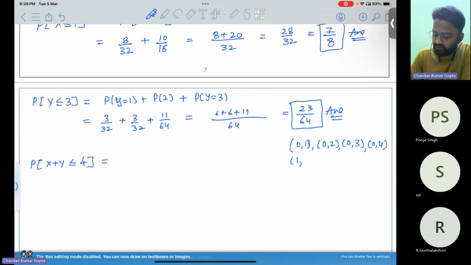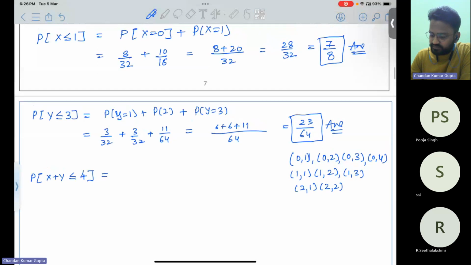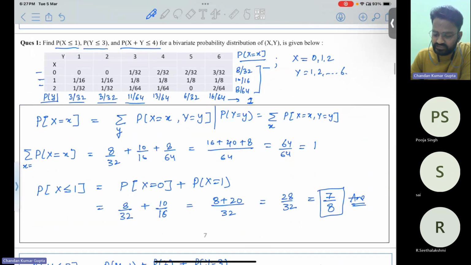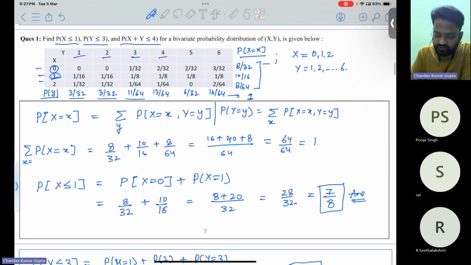Then x equal to 1, y equal to 1, 2, 3, and x equal to 2, y equal to 1, 2. There are only 9 conditions for all values: x equal to 0, y equal to 1, 2, 3, and 4; x equal to 1, y equal to 1, 2, 3; x equal to 2, y equal to 1, 2. Okay, so we need to calculate this probability.